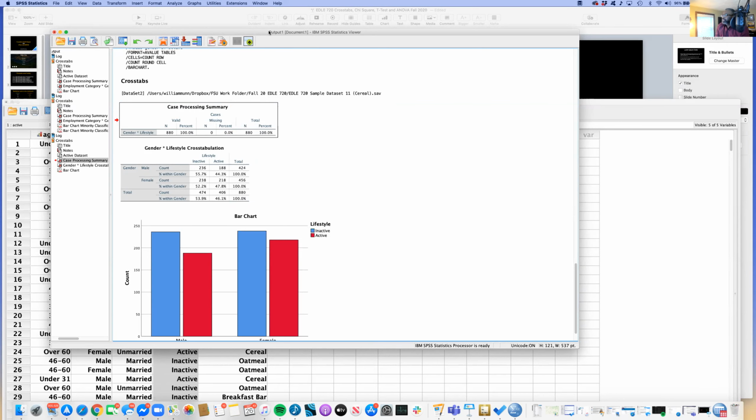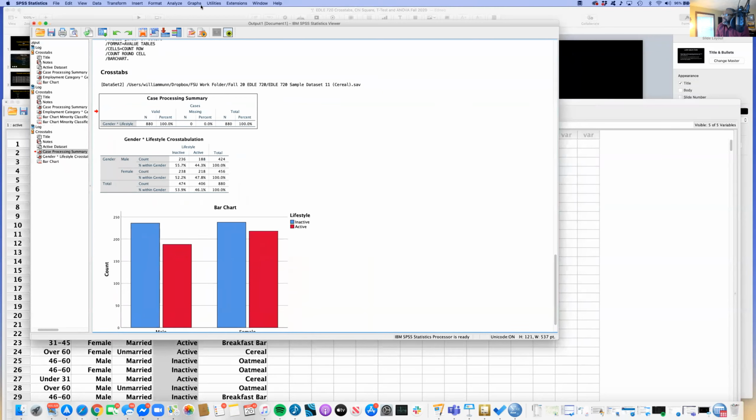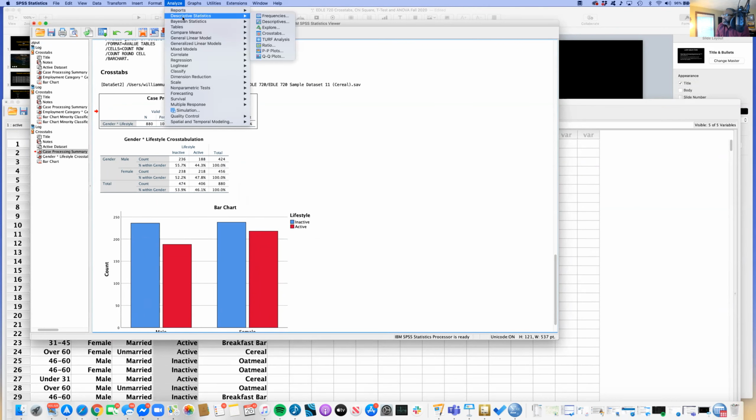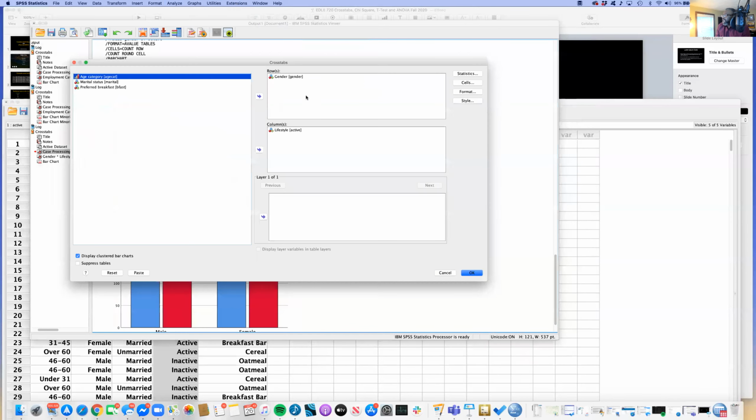Okay, so let's switch this up. Same data set, let's swap it up a little bit. We're going to go to the descriptive statistics, go back to Crosstabs, back to where we were, and hit reset. And when you hit reset, everything clears out.